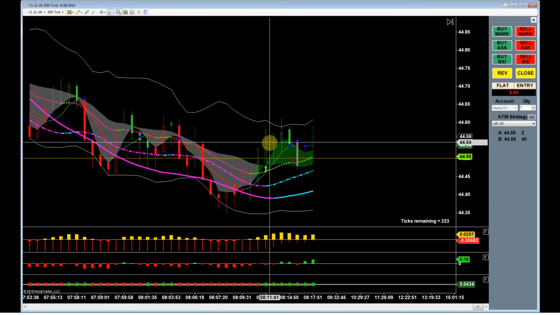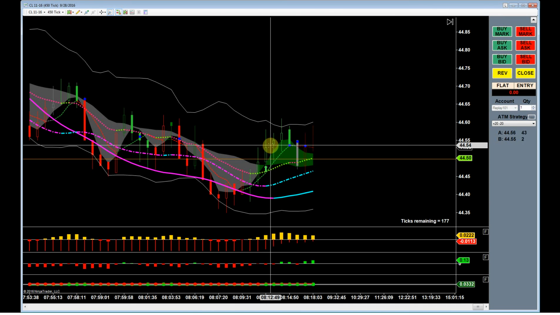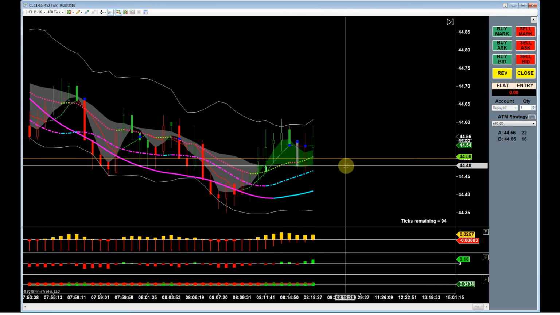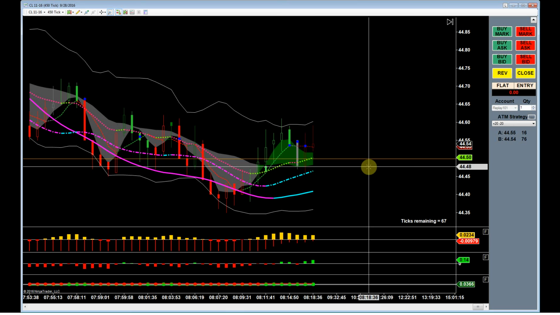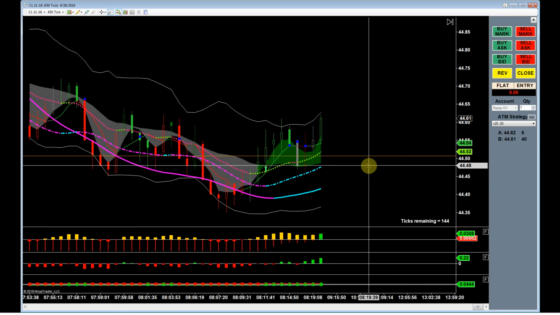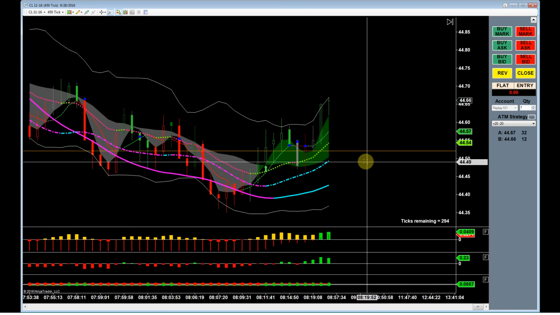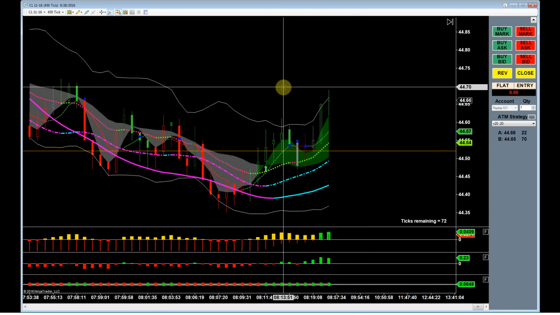We're long right here at that 54 action, and we're trying to get them to jump up to the 64, 65 area. Let's see if we can do it here. 61 high, 65, 66. Crunch. There they go. So we got another winner there on Boomerang.